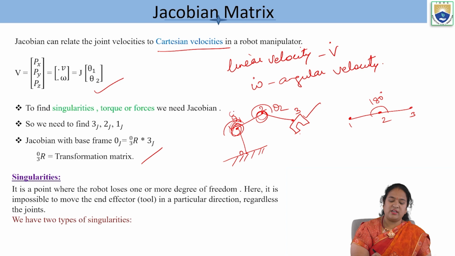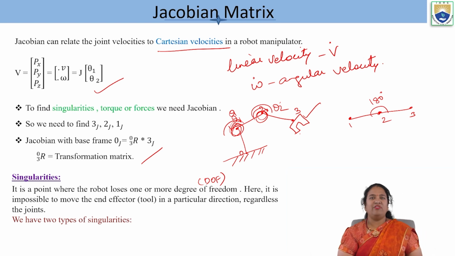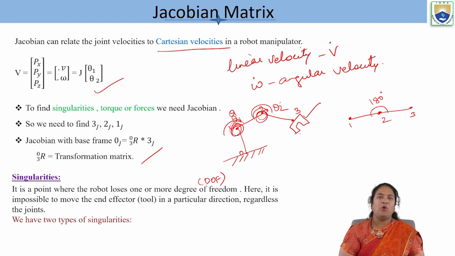That is, this joint is moving at an angle theta, and this one at some angle theta 2. And when we take a linear directional robot manipulator, this is moving at an angle of 180 degrees and so on. So any point which loses its degree of freedom is known as a singularity. Now, the end effector will be impossible to move without the movement of the joints.